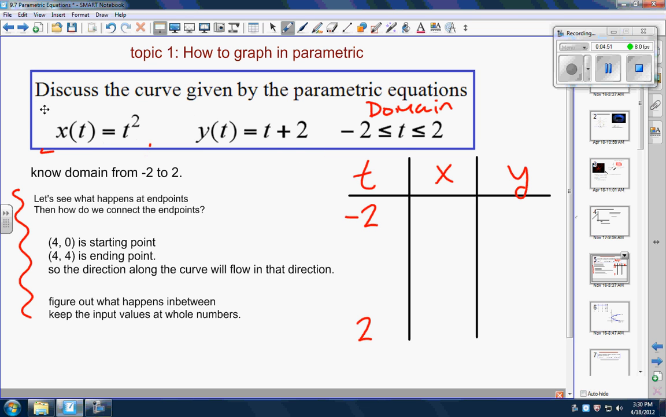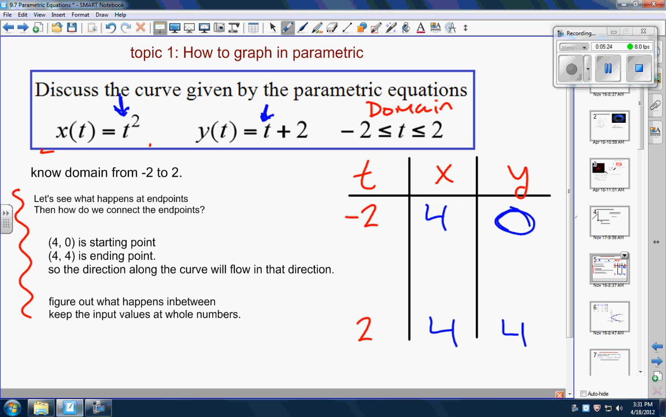If t is -2 and you plug that in, no matter what your calculator tells you, you're going to get a 4. If t is -2 and you plug it in there, you're going to get a 0. Now do the other endpoint. If t is a positive 2 and you throw that in there, you're still getting a 4. If t is a positive 2 and you plug that in there, you're getting a 4 as well. So that's 2 points. It doesn't tell us what happens in between, which direction the arrow goes.